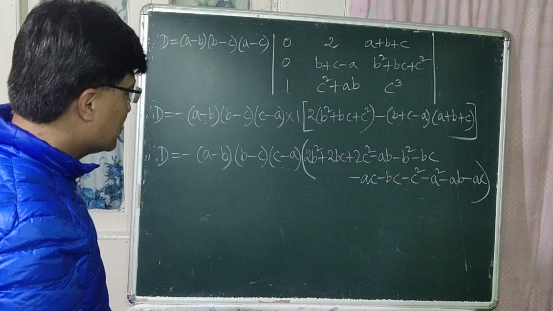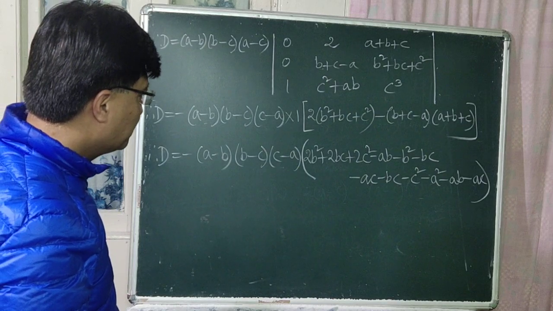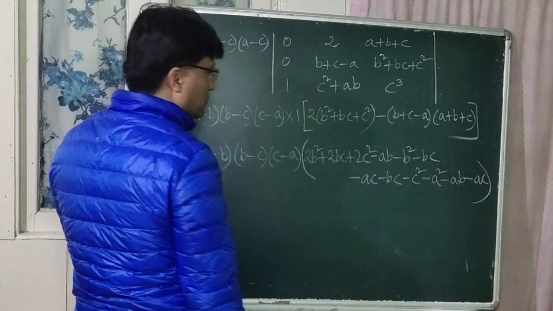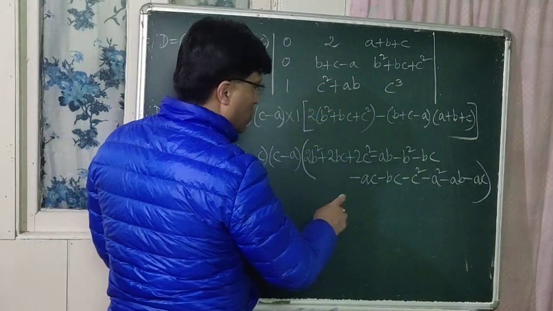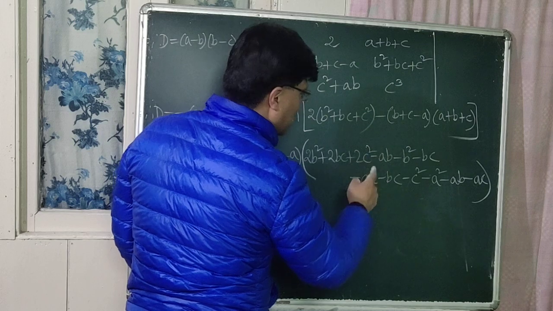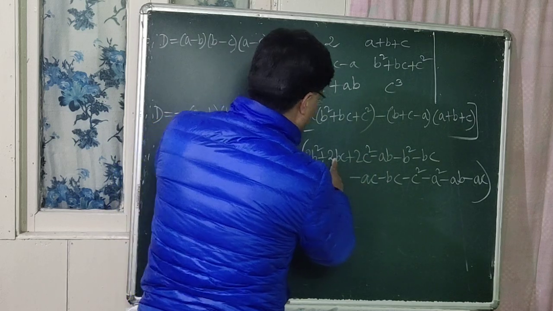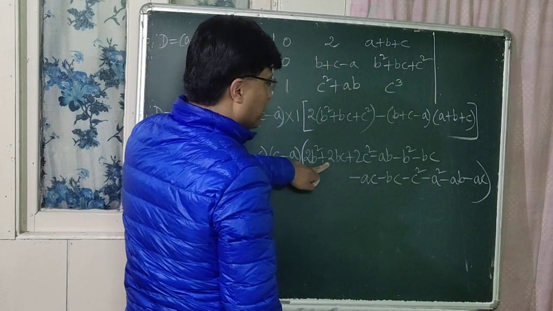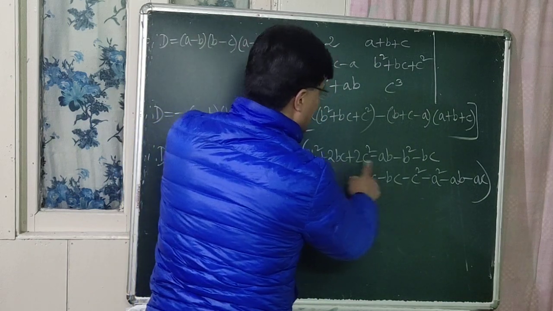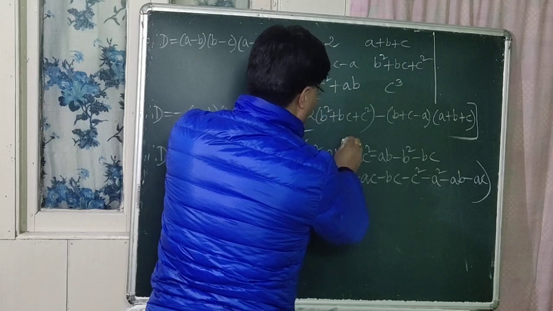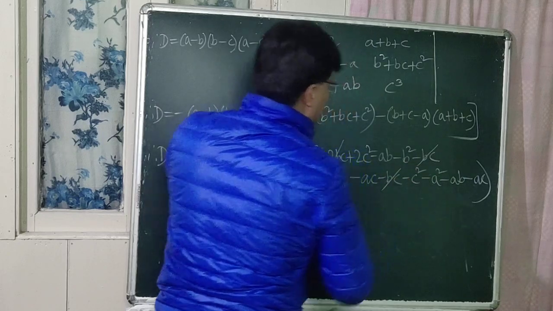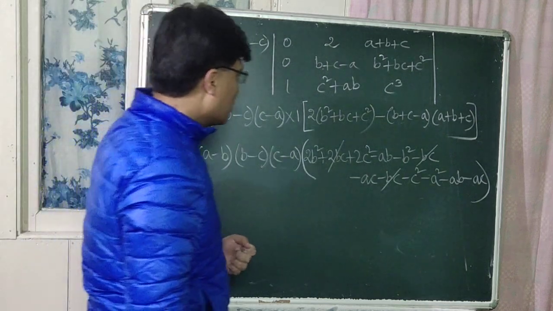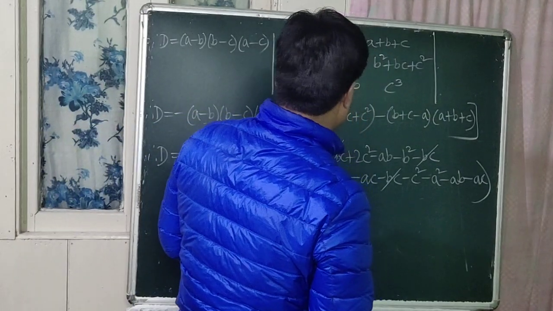अच्छा यहाँ के क्यान्सल हुन्छ? यहाँ है अब क्यान्सल हुने टर्म. यहाँ के क्यान्सल भयो? प्लस 2bc minus bc minus bc. Can you cancel them? Plus 2bc minus bc minus bc. Plus 2bc minus bc minus bc is minus 2bc. ठीक छ यहाँसम्म. अब अर्को यहाँ के क्यान्सल हुँदैछ?